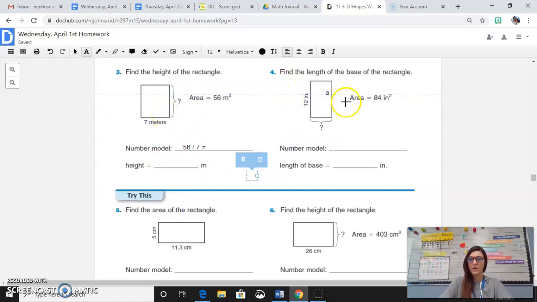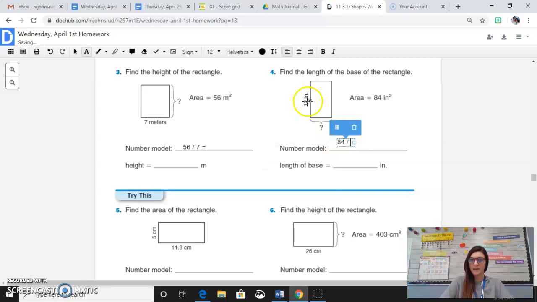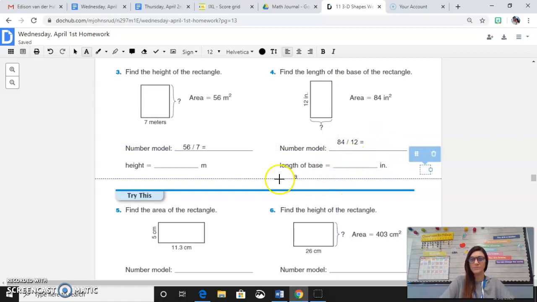Same thing for number 4. It gives you your area and it gives you your height. Now here you need to find your length or your base. So your number model here is going to be 84 divided by 12 equals what? And you're going to need to figure that out, the length of the base. So you need to figure out your answer here and then put it down here again.